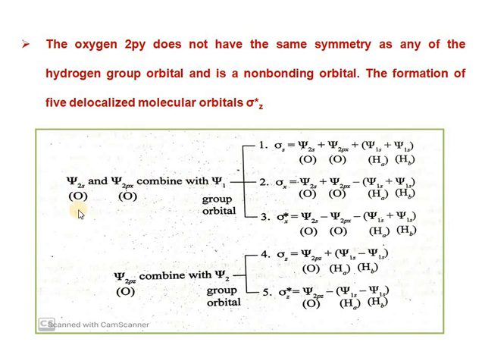The psi2s and psi2px molecular orbitals of oxygen can combine with the psi1 group orbitals. They form three molecular orbitals: one is bonding, one is slightly bonding, and the third one is antibonding.